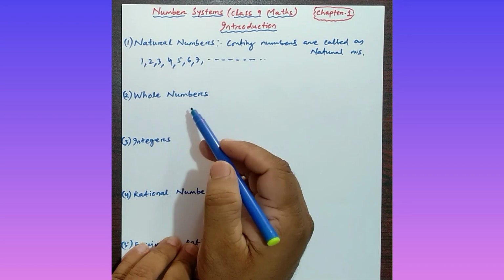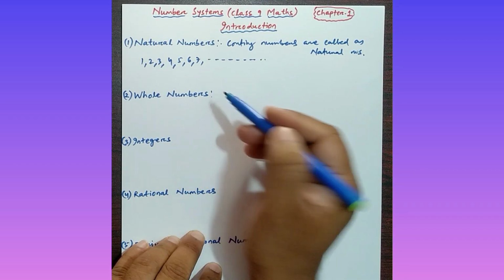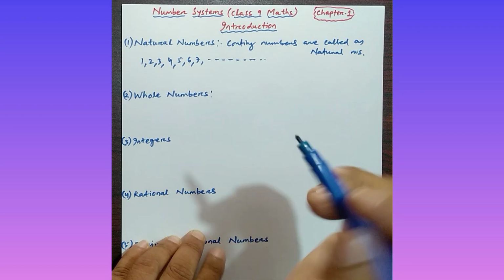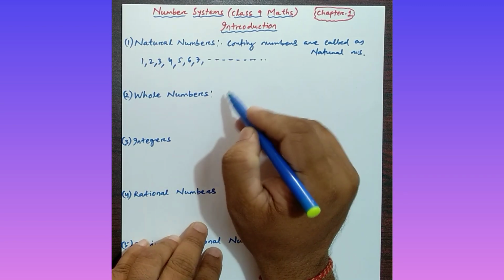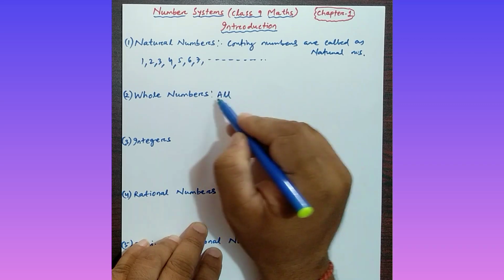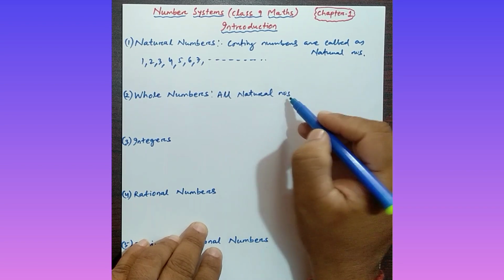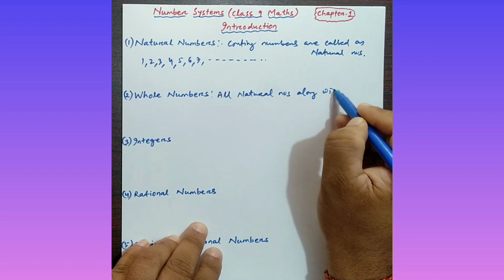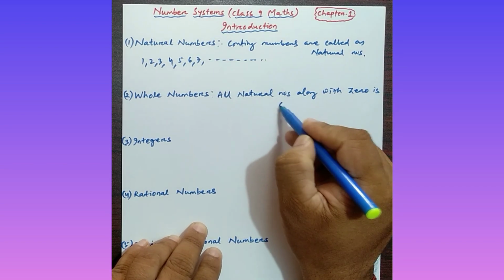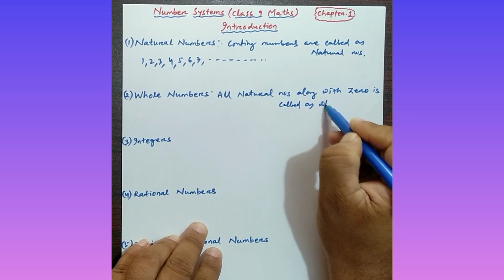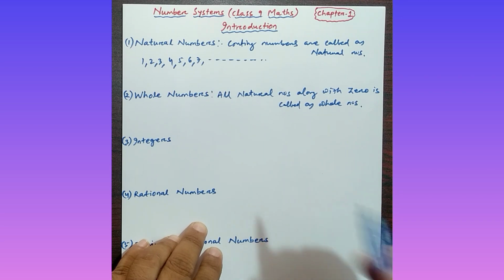Next, look at the next point. What are whole numbers? Whole numbers mean all the natural numbers including 0, along with 0. I'm writing the definition: all natural numbers along with 0 are called whole numbers.